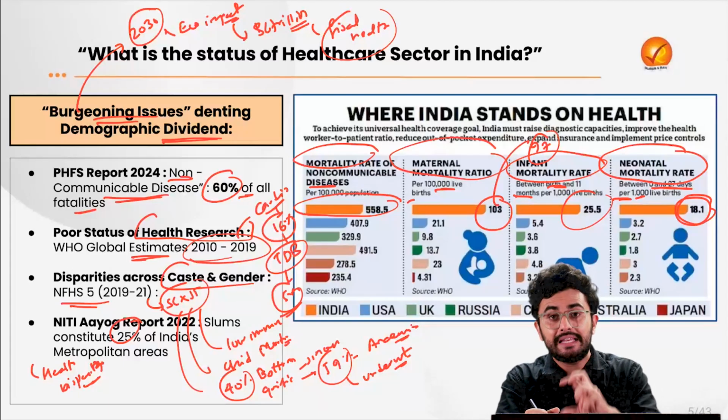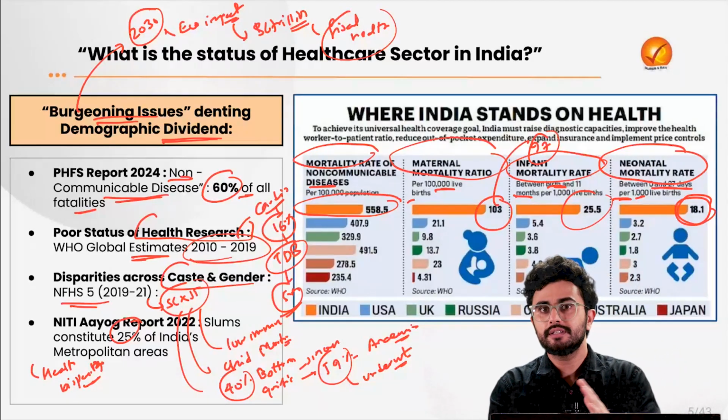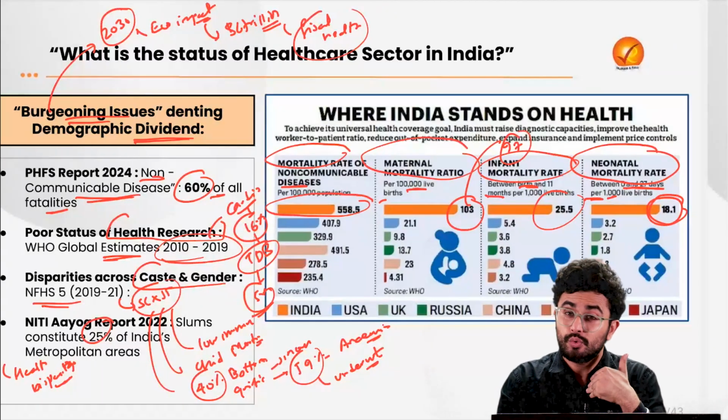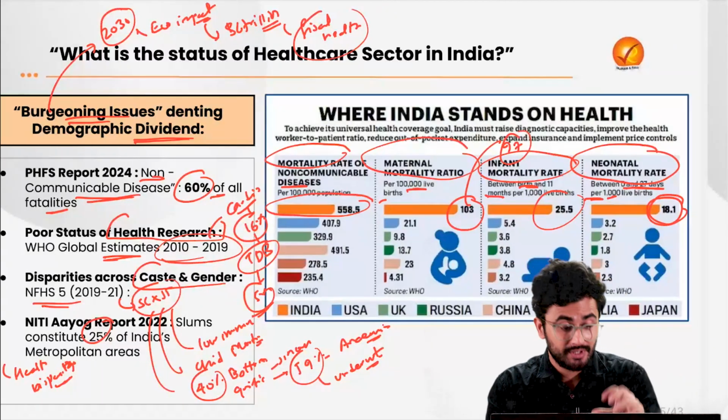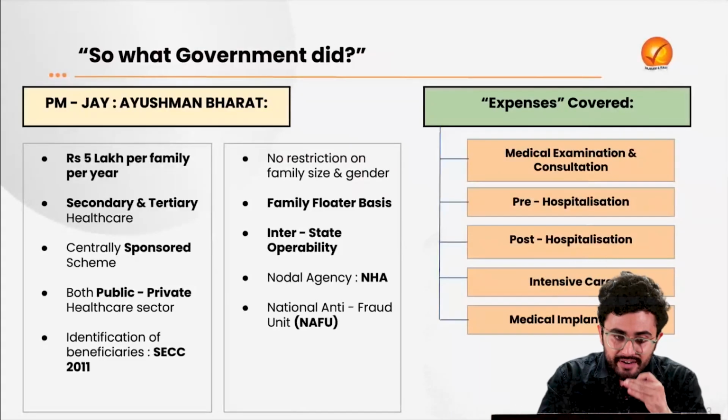These people have very poor access to clean drinking water. Any contagious disease can just spread there and it can lead to large scale fatality. So these are also the issues which are prevailing. So what was the government response to it?